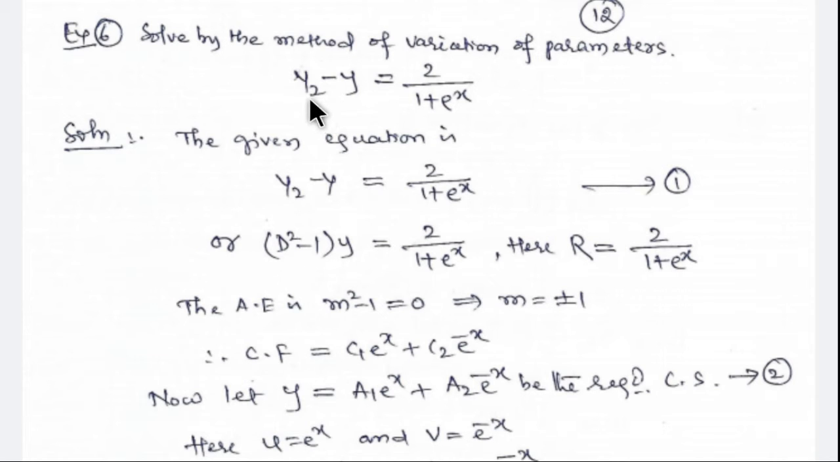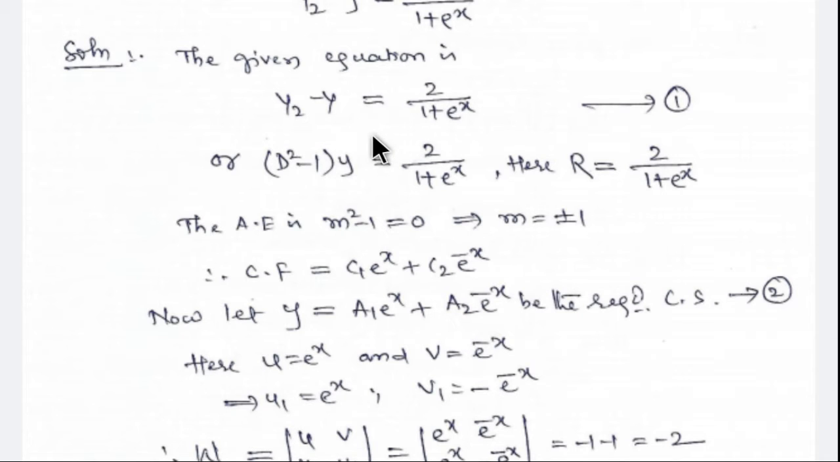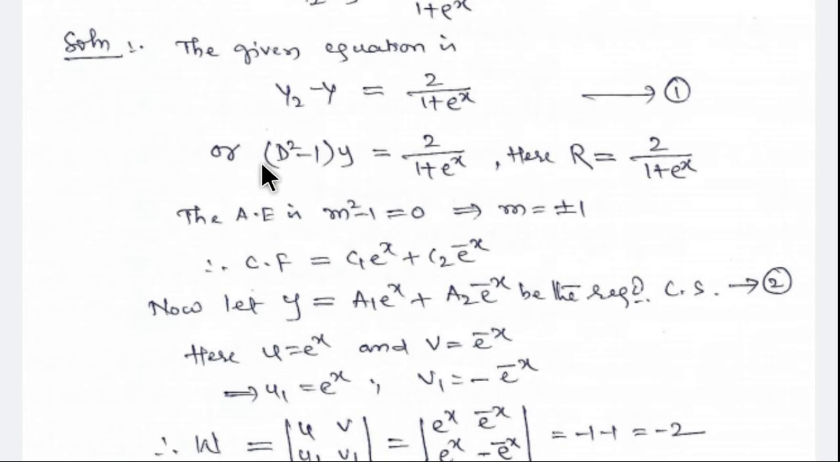You see that the equation is y2 minus y equal to 2 divided by 1 plus e raised to x. Take down the given equation: y2 minus y is equal to 2 divided by 1 plus e raised to x. You call this equation 1. Here the left hand side can be written like this: D square minus 1 into y equal to 2 divided by 1 plus e raised to x. Here r is equal to 2 divided by 1 plus e raised to x. In this example p is 0 and q is minus 1. This is very simple to find the complementary function here.